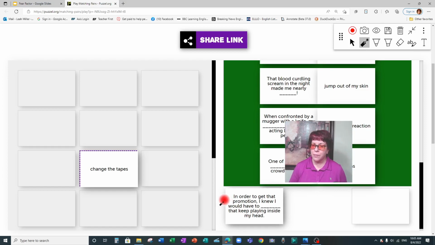In order to get that promotion, I knew I would have to change the blank that keep playing inside my head. Okay, what plays inside your head? What goes on inside your head? Thoughts, right, that you keep thinking about over and over. And if they're negative thoughts, it's a kind of self-defeating thoughts that can keep you from doing your best, like on your job, and maybe keep you from getting a promotion. So you want to change that way of thinking, change those patterns of thought. So we change the tapes.